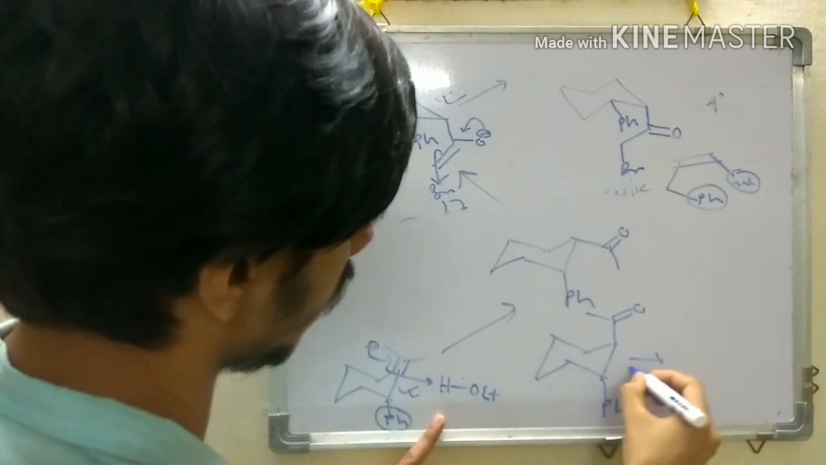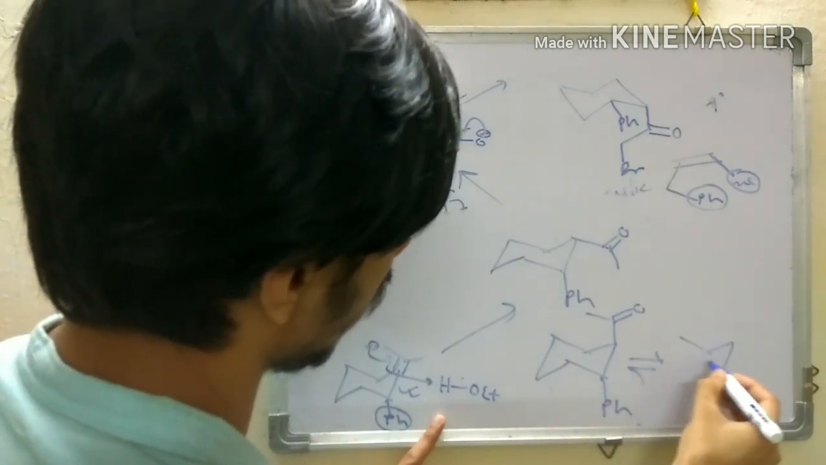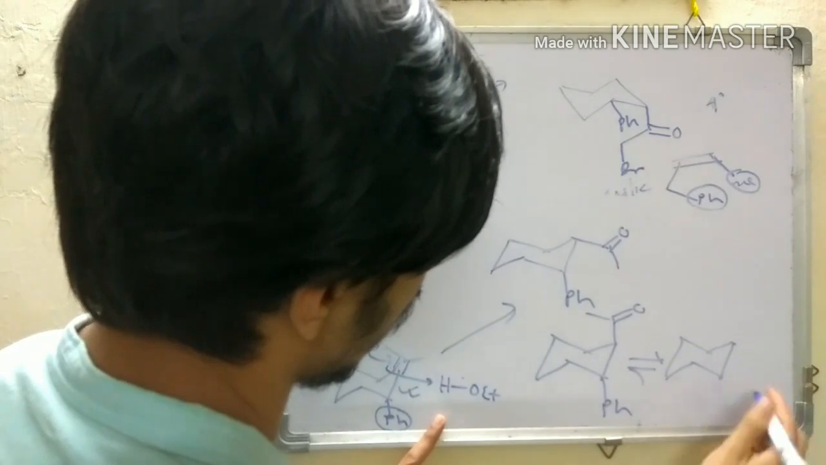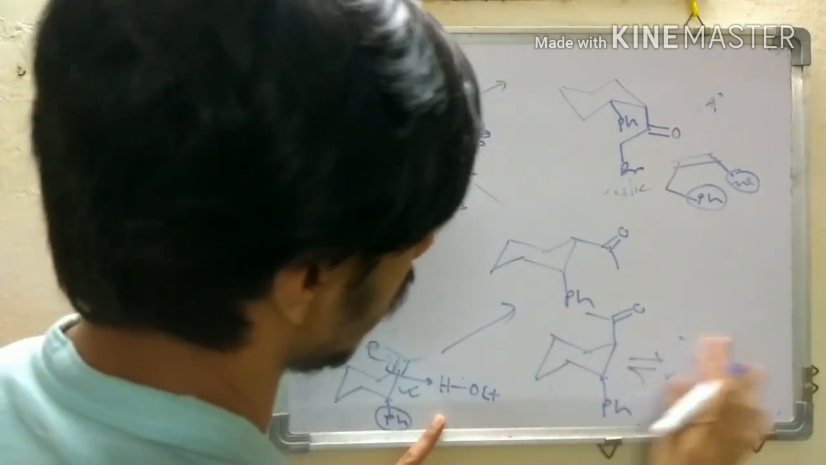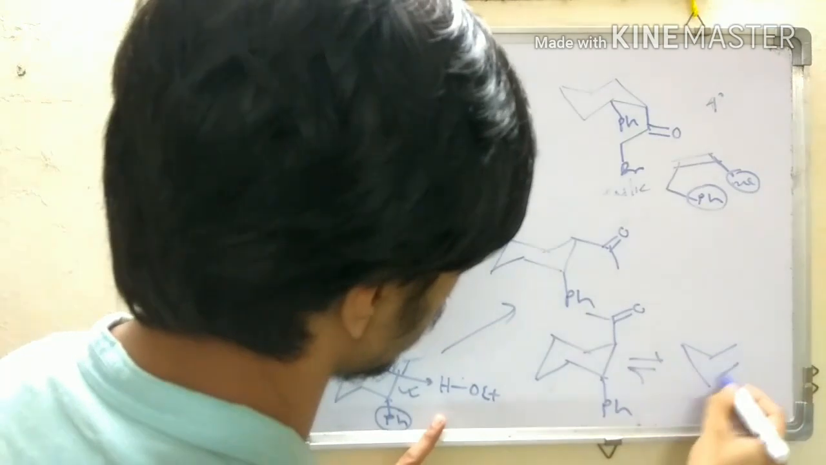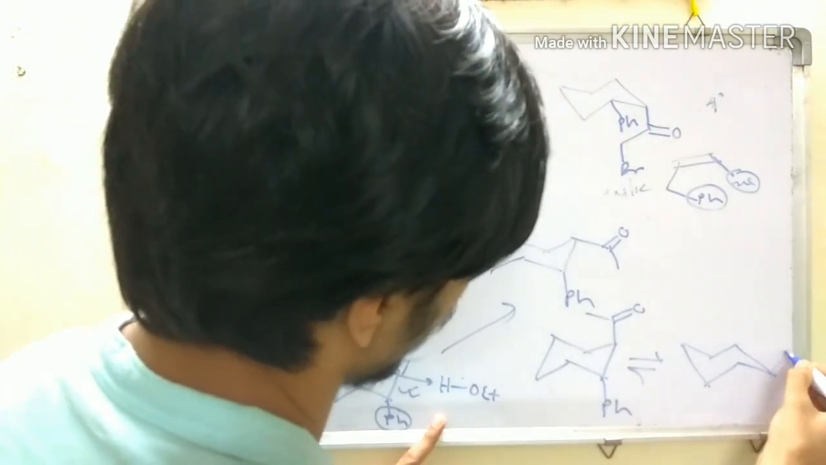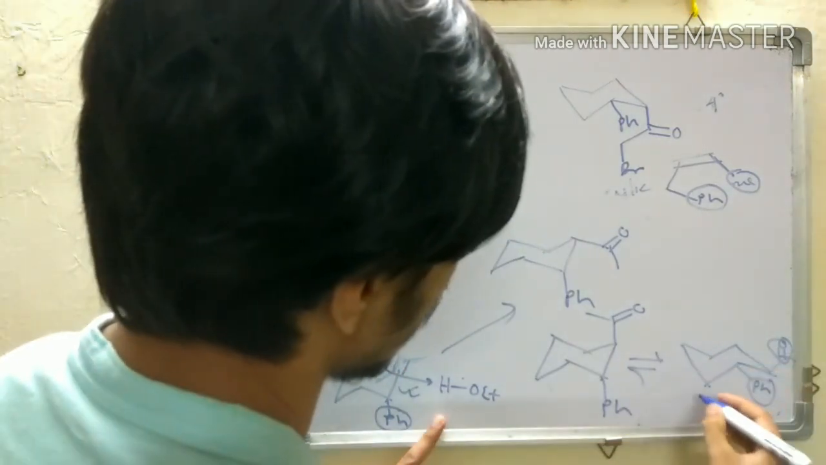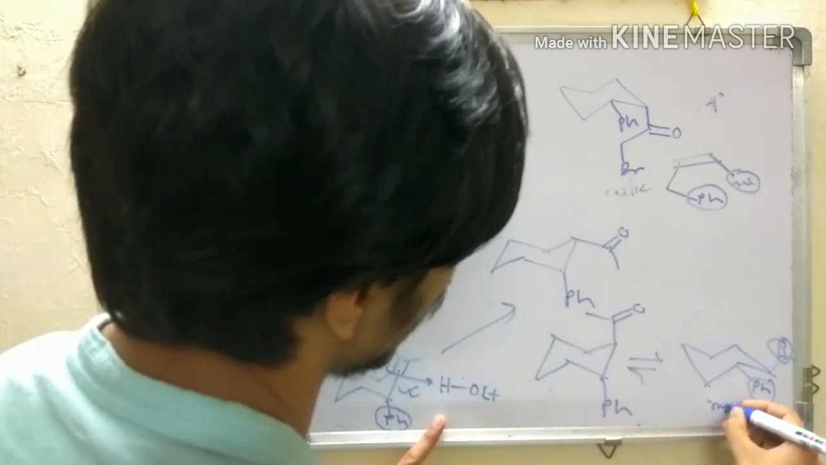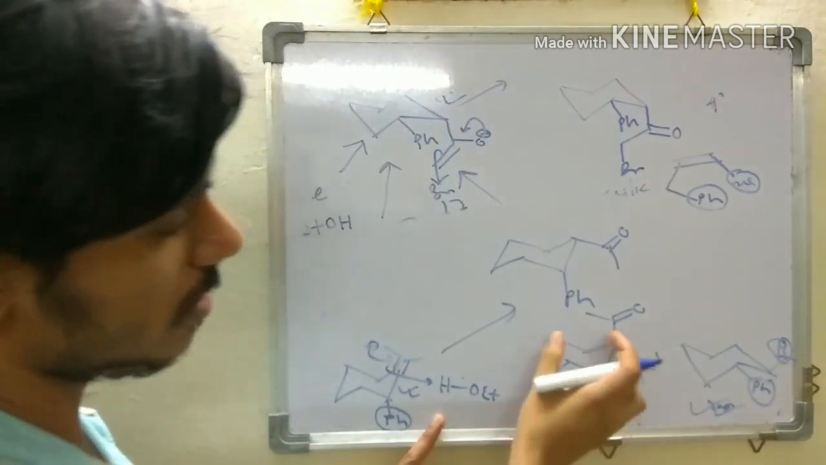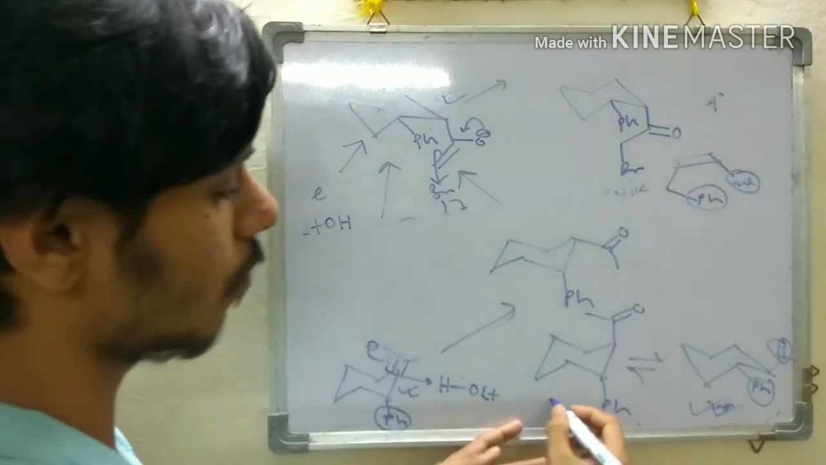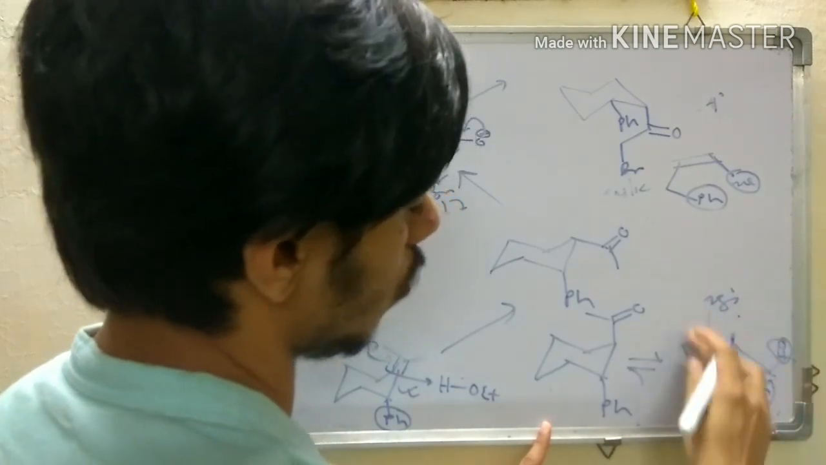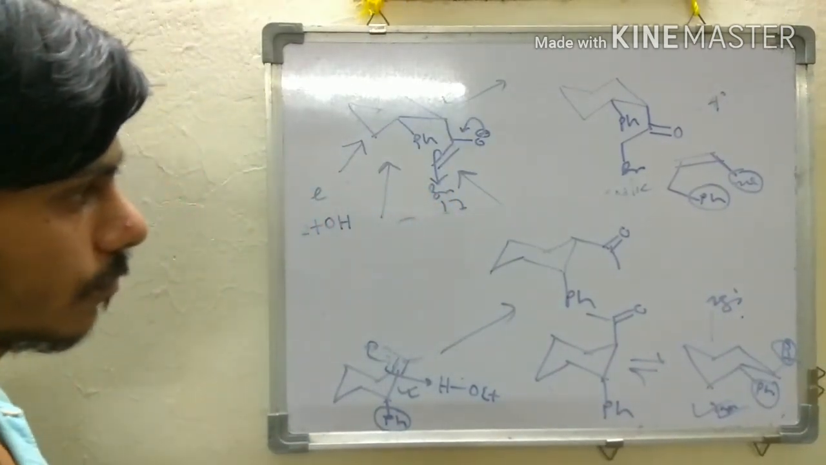Which can flip to give you this. Actually, when it flips it will look like this, and you have your COMe group here and your phenyl. Now both are equatorial, and this will be the major form, almost all will be this, not the diaxial form. The population of the diaxial form will be less than 1%, and this will be more than 99%. So almost all are in this configuration.